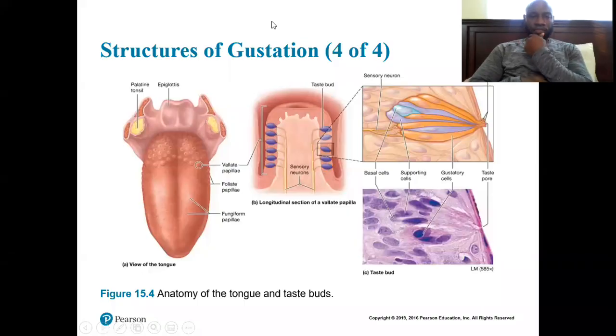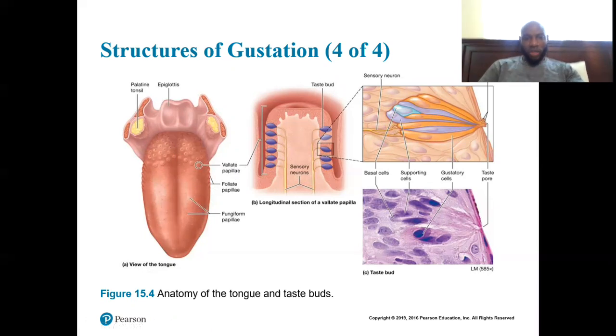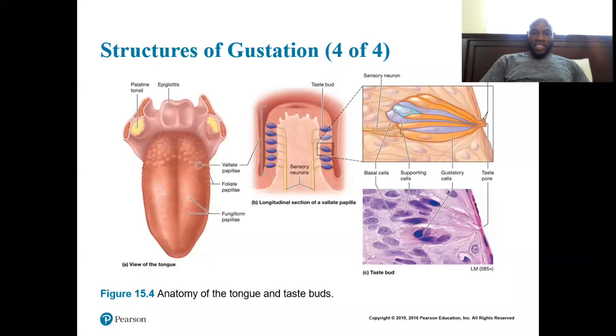As you can see here, we have the tongue. It shows you where the different shapes of taste buds are located on the tongue. Foliate on the sides, fungiform towards the front, anterior, superior section, the vallate, you see more towards the back. And then it shows you the breakdown of the taste bud.